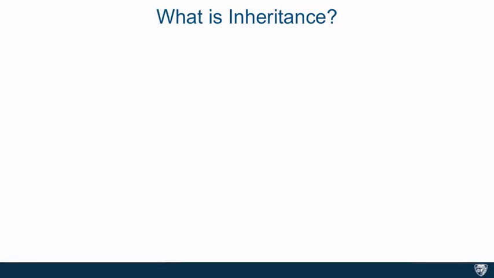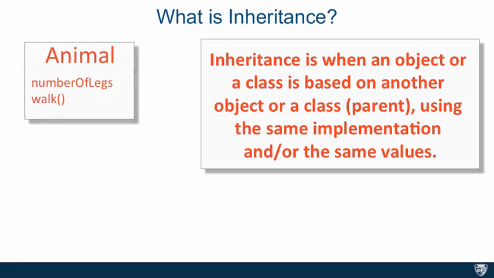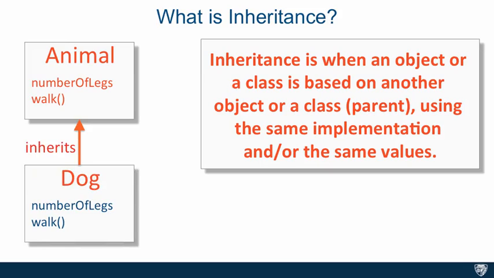The first question is, what is inheritance in general? Well, inheritance is when an object or a class is based on another object or a class, the parent object, using the same implementation and/or the same values. So for example, if you have an animal object or class, it might have some properties like number of legs. It might have a method called walk. You can then have another class or object called dog that inherits from the animal class or object. One way or another, the dog object or the dog class has access to the number of legs property and also to the walk method.